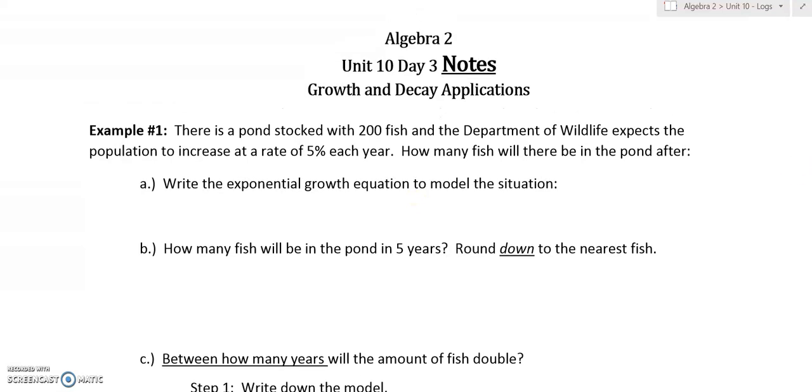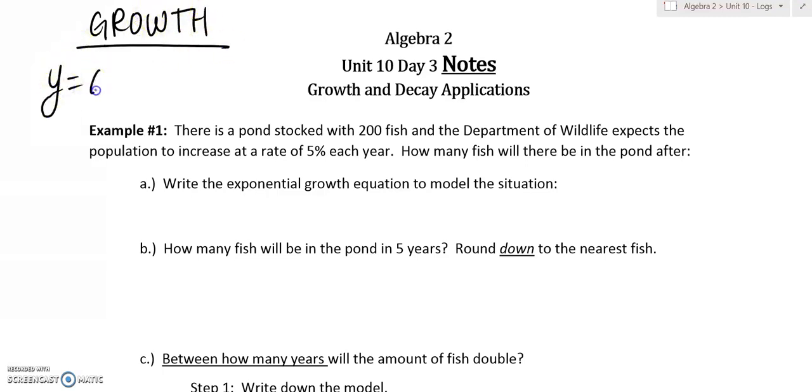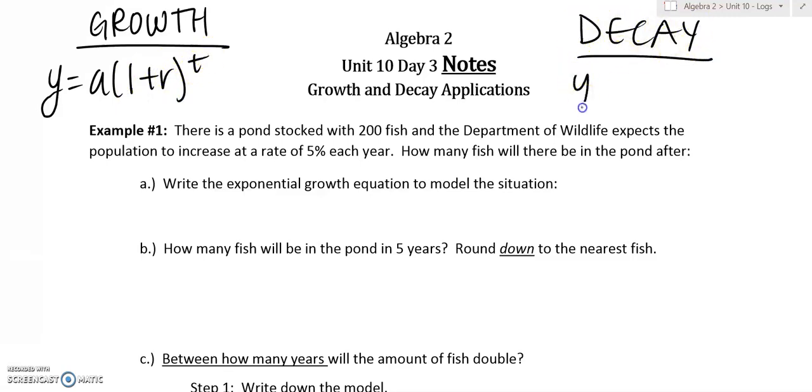Just a reminder, growth: y equals a(1 + r) to the power t. Decay is almost the same, however this has a 1 minus r on the inside instead of a plus sign. But really, one's a growth, one's a decay, you're plugging in the same way. This one, they're expecting the fish to increase, so there's going to be more and more fish.